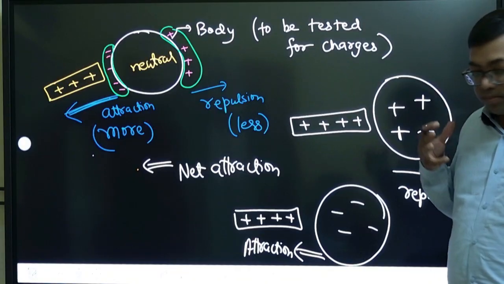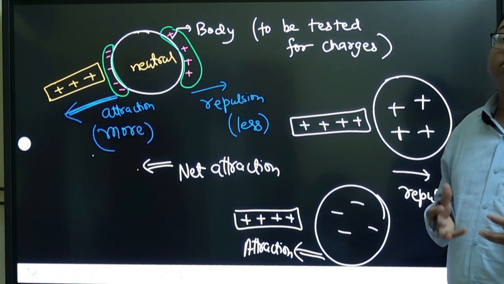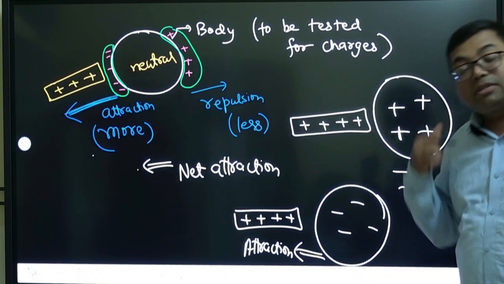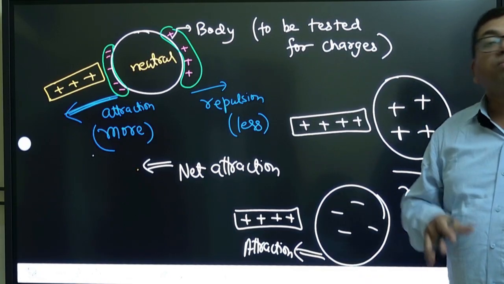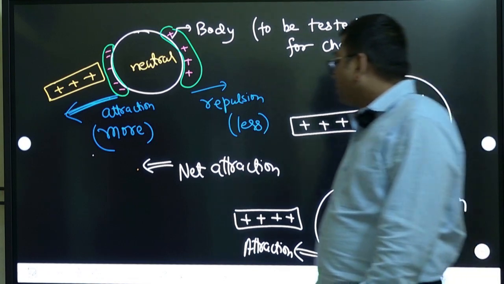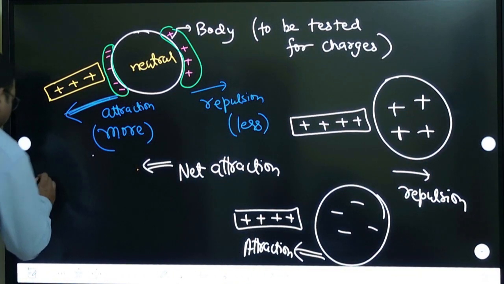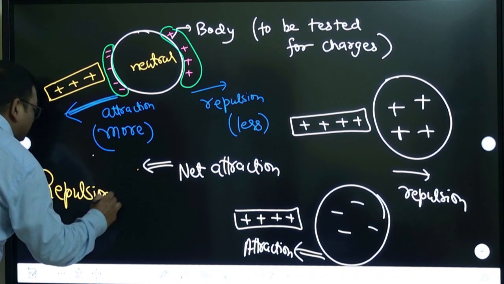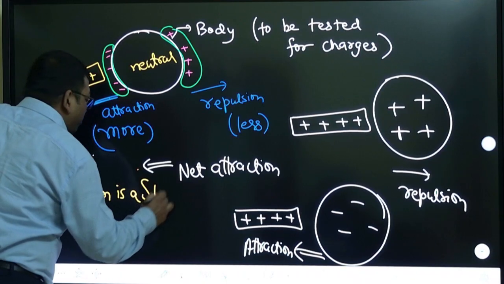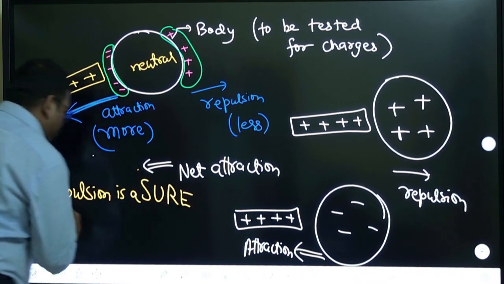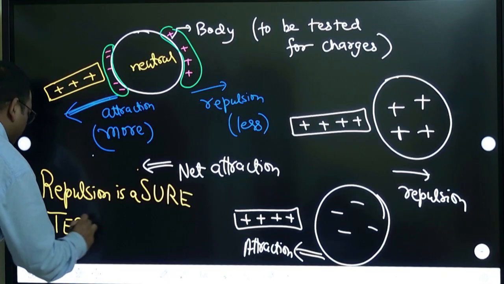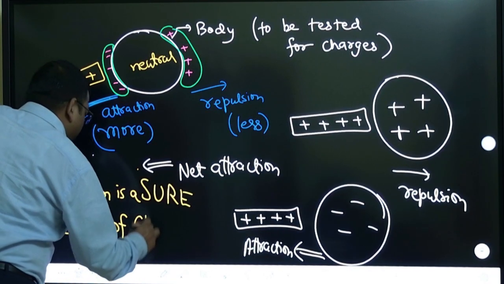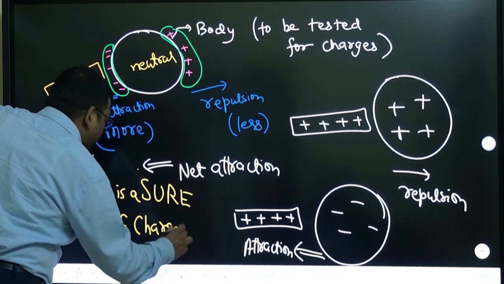So if a body is getting repulsed by another charged body, that means that body must also be charged with the same type of charge. So we can say that repulsion is a sure test of a charged body.